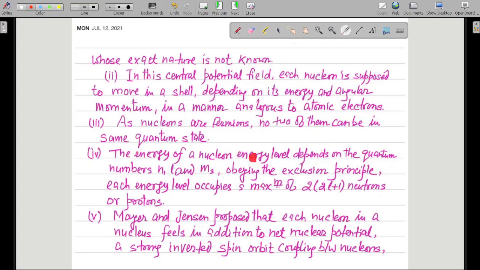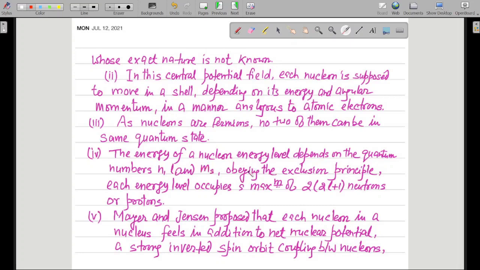The energy of a nucleon energy level depends on the quantum numbers n, l and ms. Here, n is the principal quantum number, l is the azimuthal quantum number, and ms is the spin quantum number. So the energy of each nucleon will depend on the principal quantum number, the azimuthal quantum number, and the spin quantum number.